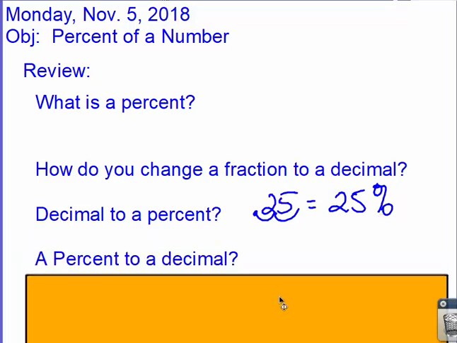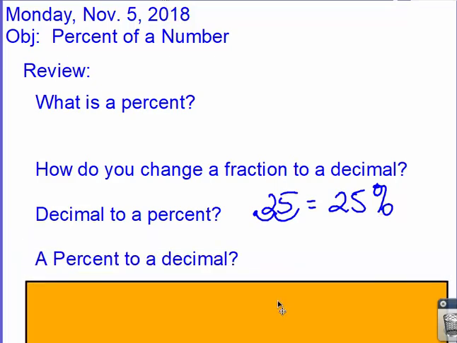Now what about a percent to a decimal? Well, if we have a percentage, 25%, the first thing we do is we locate the decimal. If you don't see one, the decimal is always at the end, and I'm going to move that decimal 2 places to the left and take off the percent sign. So 25% would be 0.25.